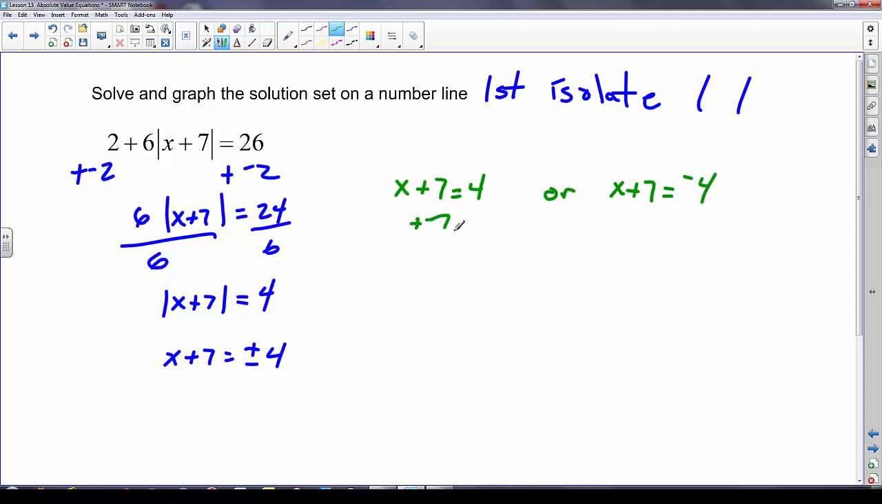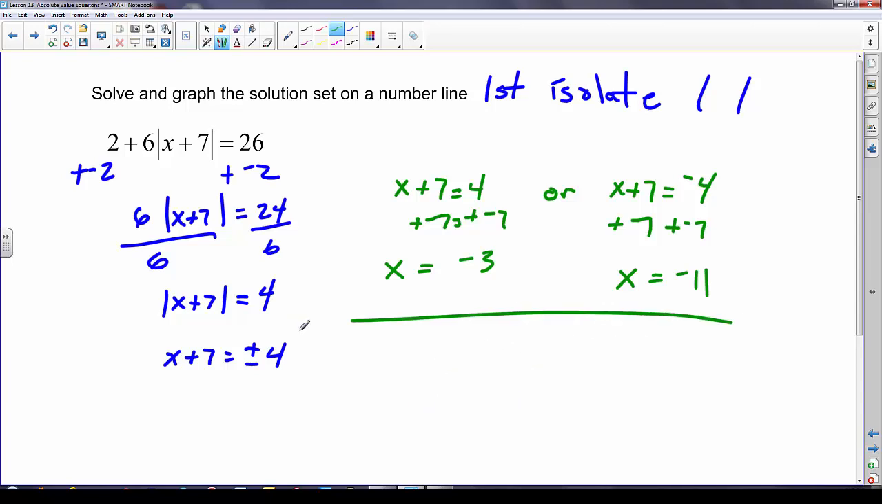Add a negative 7 to both sides in this case, and I get negative 3 is equal to x. On the other side, I add a negative 7 again, and in this case I get negative 11 is equal to x. And I can plug that in and I'll get the same answer in each case. But I can't illustrate enough that in order to solve any absolute value equation, you must isolate that absolute value first.